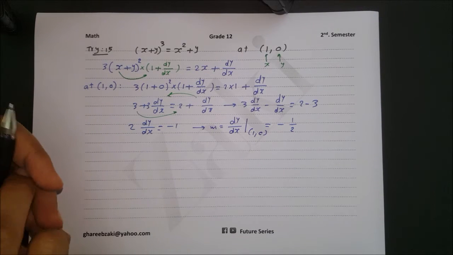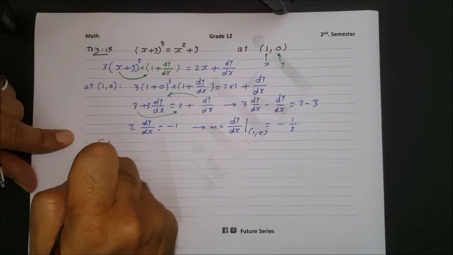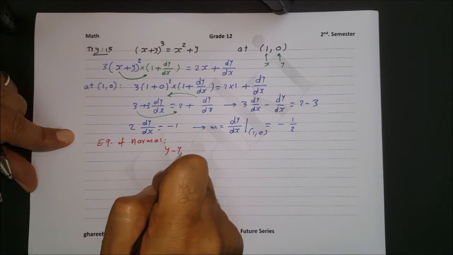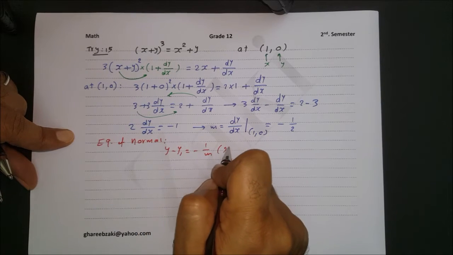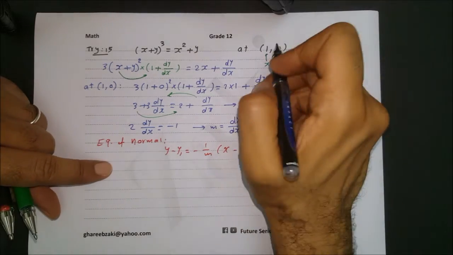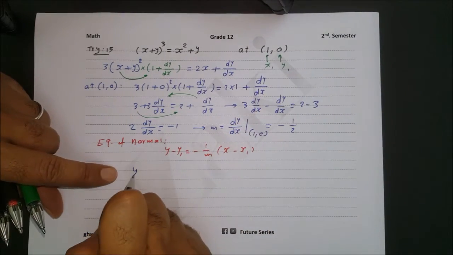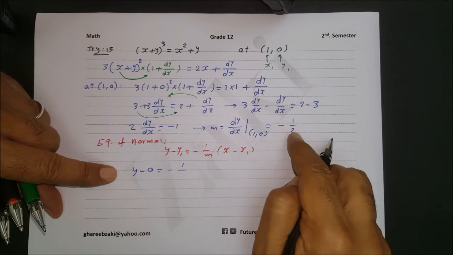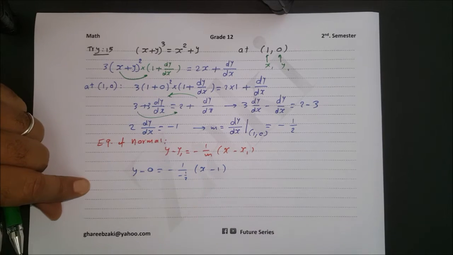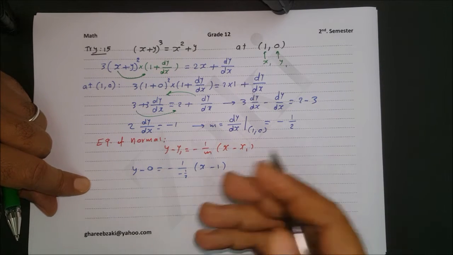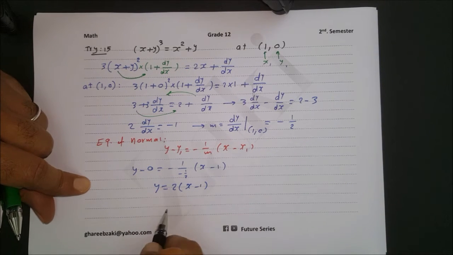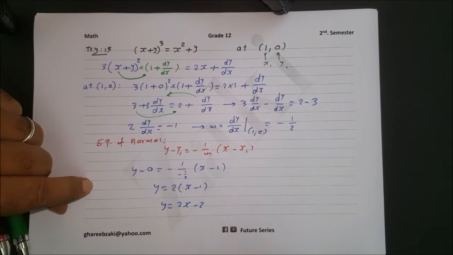Now we can get the equation of normal. Do you remember the equation of normal? The equation of normal is y minus y1 equals negative 1 over m, times x minus x1. So the equation of normal at this point, this is x1 and this is y1. m is negative half. Negative cancels with negative. 1 over half, it's 2. So y equals 2 bracket x minus 1. So y equals 2x minus 2.